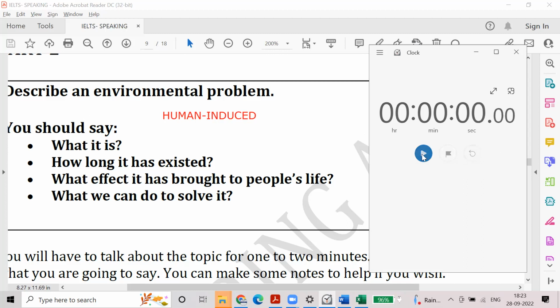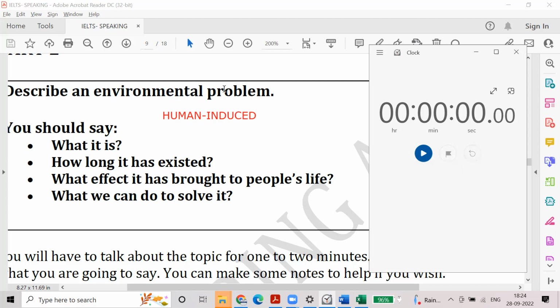You can also say, due to excessive consumerism of the overloading population in urban areas, we can see a lot of environmental issues, especially in the cities across the world. So I spent 10 seconds in introducing the topic itself, and then I choose what it is. Don't start with, I'll talk about air pollution or water pollution.